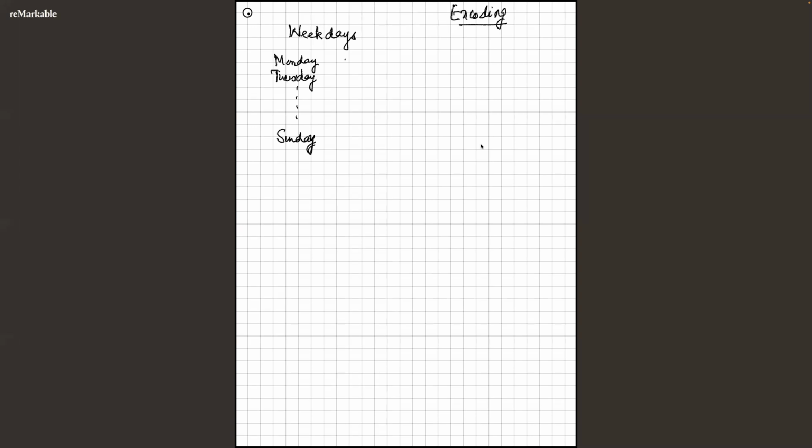So now we ask ourselves, in this set of weekdays, how many elements are there? What is the cardinality of the weekdays? 7. So first of all, I'll create 7 things out there. I give 7 zeros placed side by side.